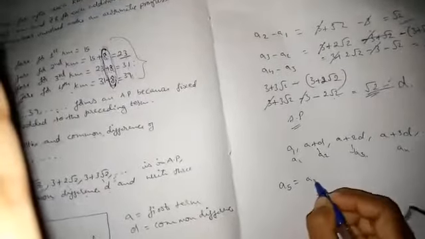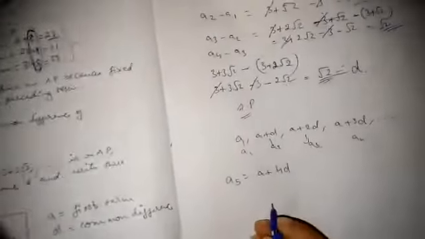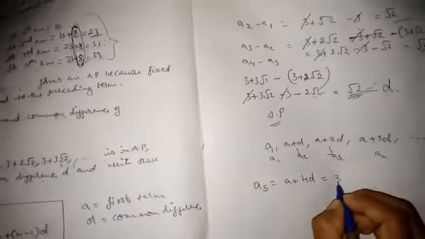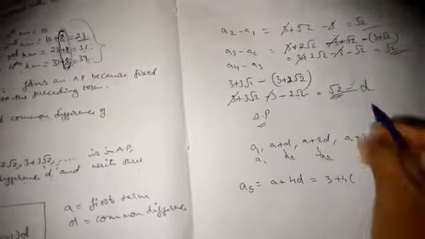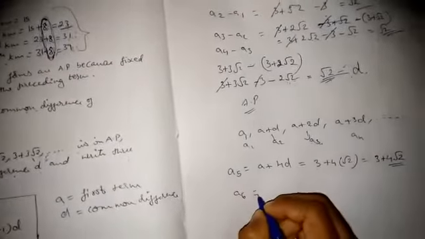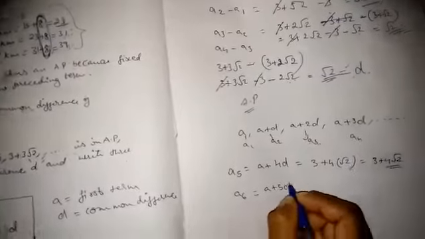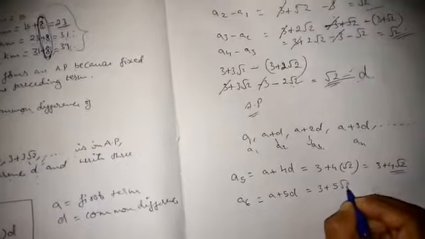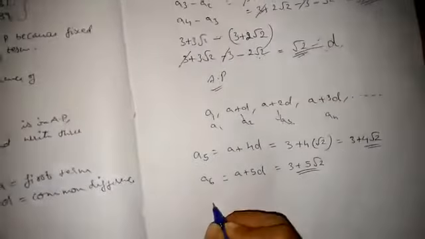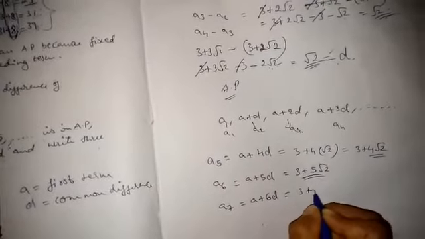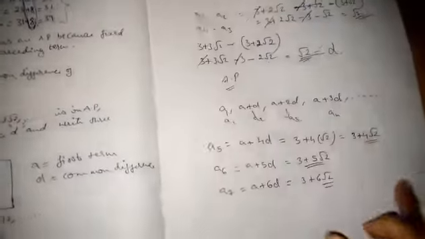A5 is equal to A plus 4D. A is 3 here, and D is root 2. So that is 3 plus 4 root 2. Next, A6. A6 is equal to A plus 5D. A is 3, D is root 2. So 3 plus 5 root 2. Next, A7, A plus 6D. That is 3 plus 6 root 2. So you got the next 3 terms also.